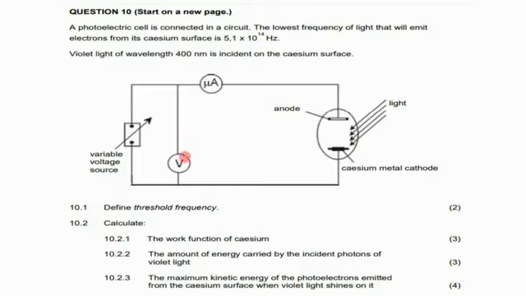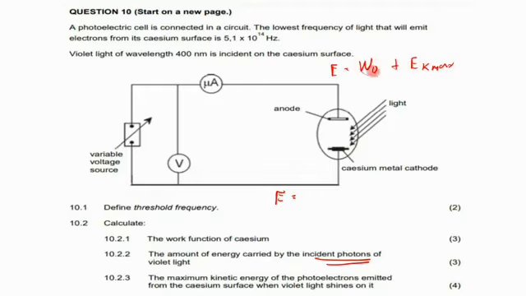Calculate the amount of energy carried by what? By the incident photons, right? So remember, when they say the energy of photons, this is what we refer to. Remember, in our formula, E equals work function plus EK max. All these are energies, right?